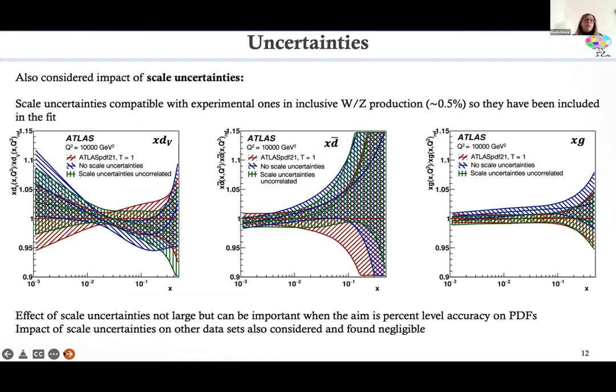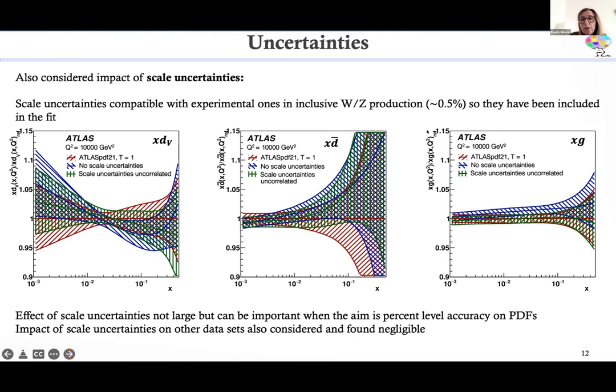Okay. We have also performed a detailed study on the scale uncertainty. I remind you that we fit the data to NNLO QCD predictions. So scale uncertainties are in general smaller than experimental uncertainties. They are compatible with experimental uncertainty only in the inclusive W and Z production case, and so in this case they have been included in the fit, correlated between W and Z and between 7 and 8 TeV.